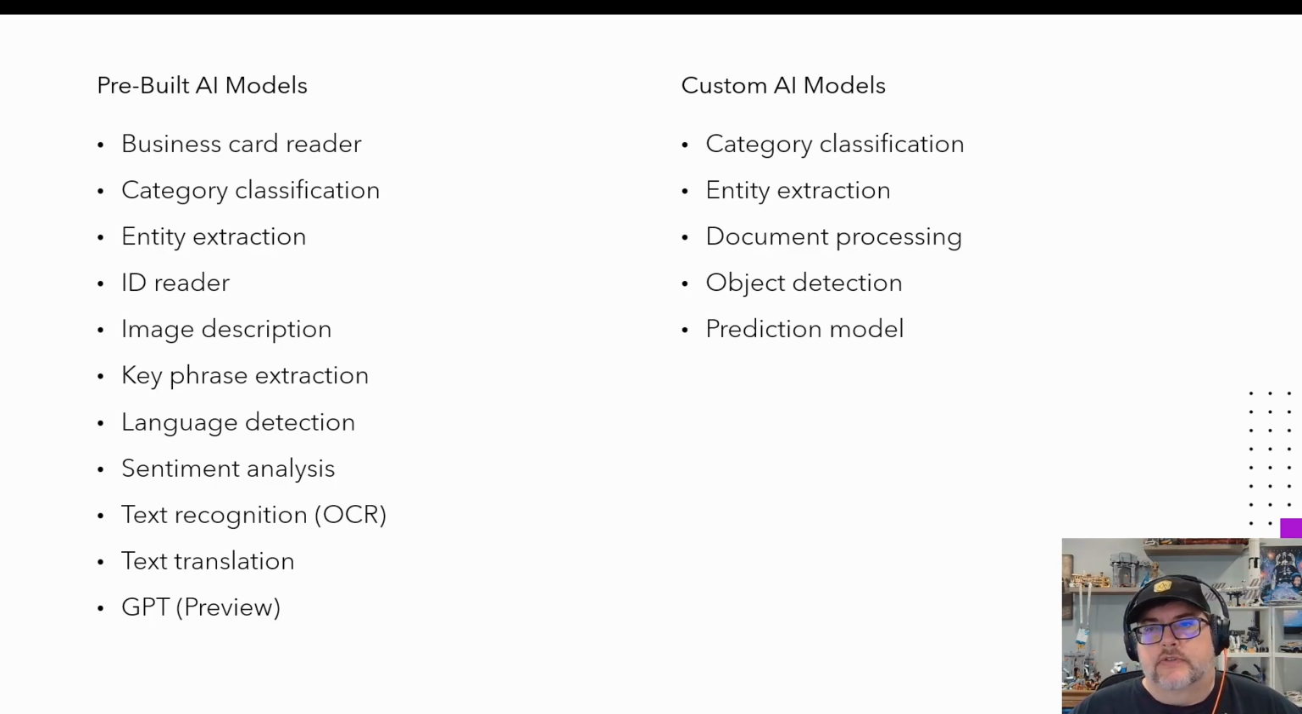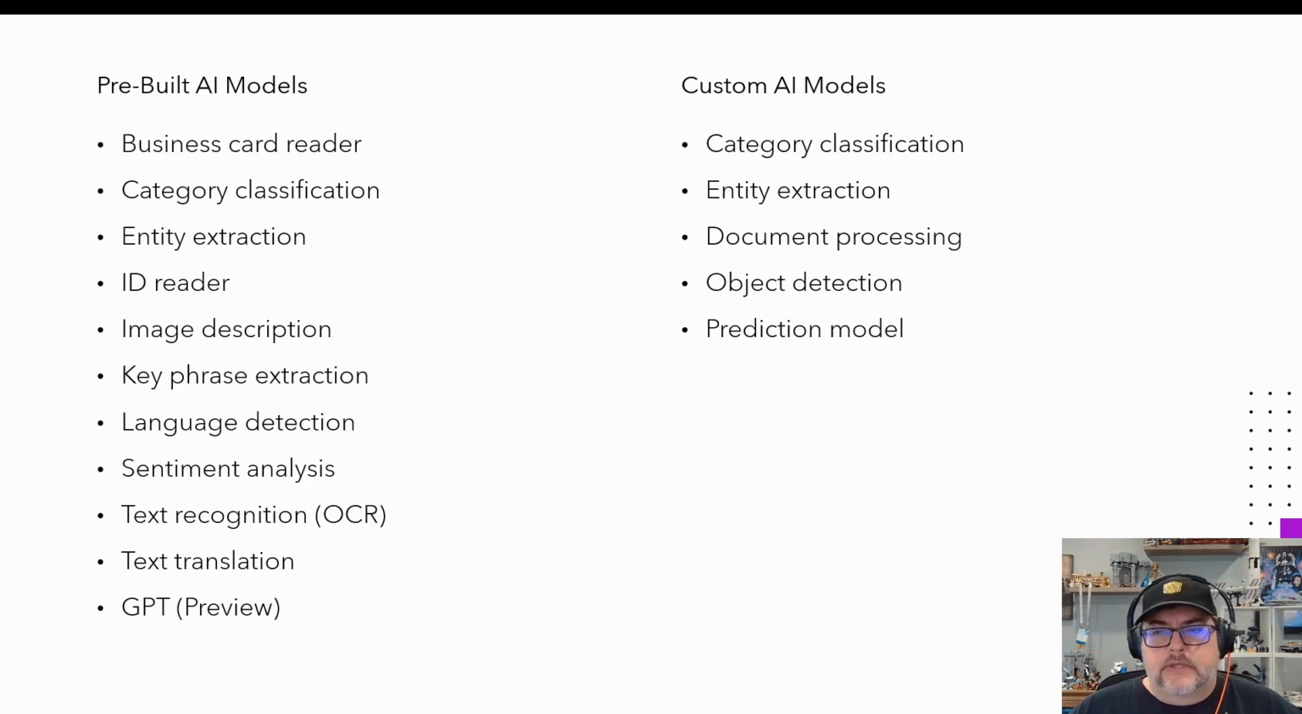There's language detection, so it looks at a block of text and says, okay, this is English, this is Spanish, this is German, whatever it might be. There's sentiment analysis, where it can look at a block of text and say this is mostly positive, or negative, or neutral in its tone and its intent. There's text recognition, where it can go into images and pull out blocks of text. There's translation, where it can translate from one language to another.